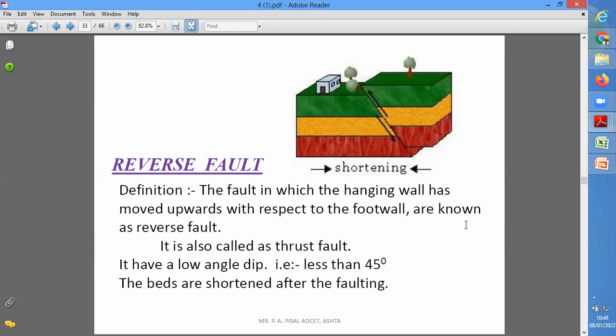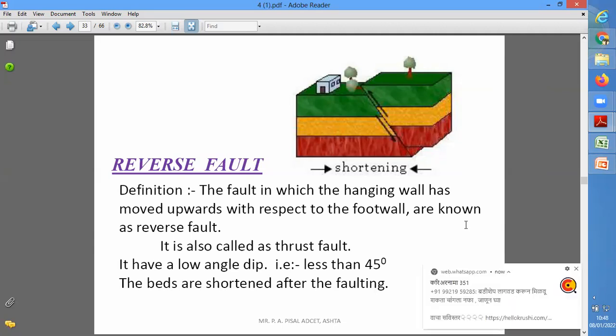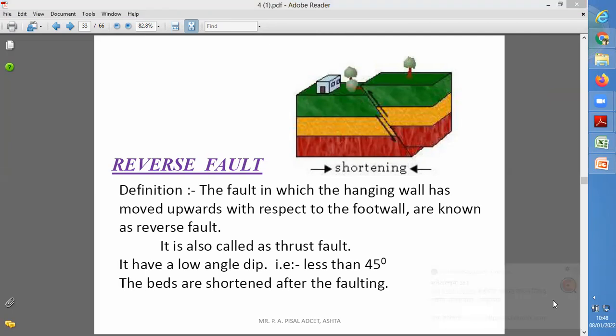So in the reverse fault, what are the important points? The fault in which the hanging wall has moved upward direction with respect to the footwall is considered as a reverse fault. It is also considered as a thrust fault. The angle made by the fault plane with the horizontal layers is always less than 45 degree and the beds are shortened after the faulting. Okay, so just wait, I will explain you here again with the help of diagram.